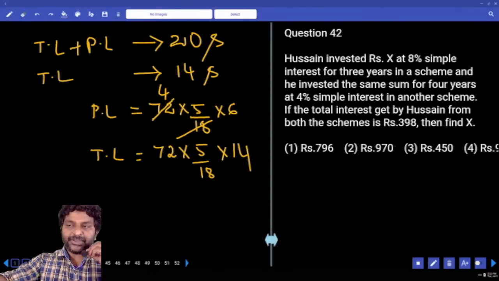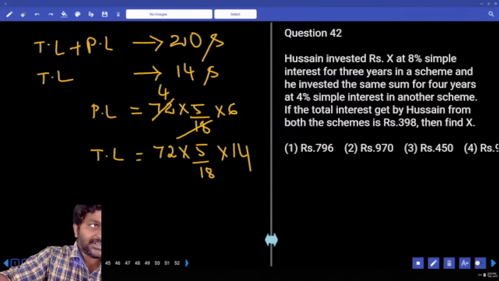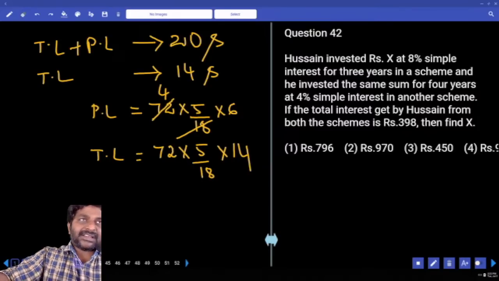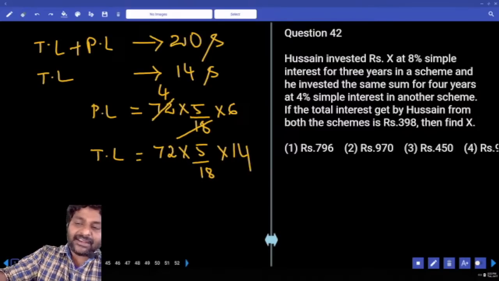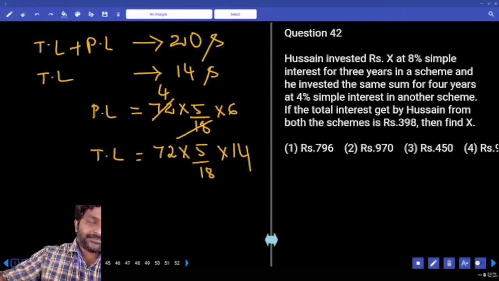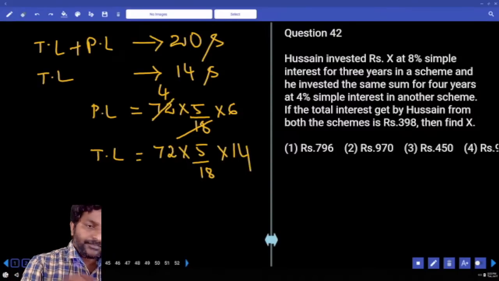Hussain invested X rupees at 8% simple interest for 3 years in a scheme, and he invested the same sum for 4 years at 4% simple interest in another scheme. The total interest got by Hussain from both the schemes is 398. Then find the value of X. Assume X is equal to 100%. Is that okay?